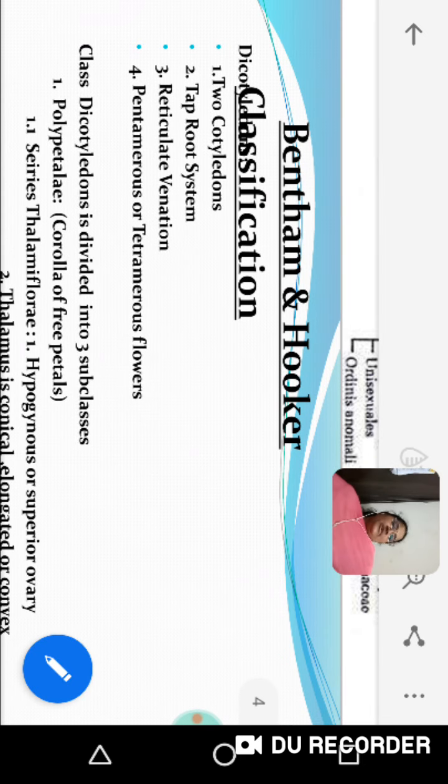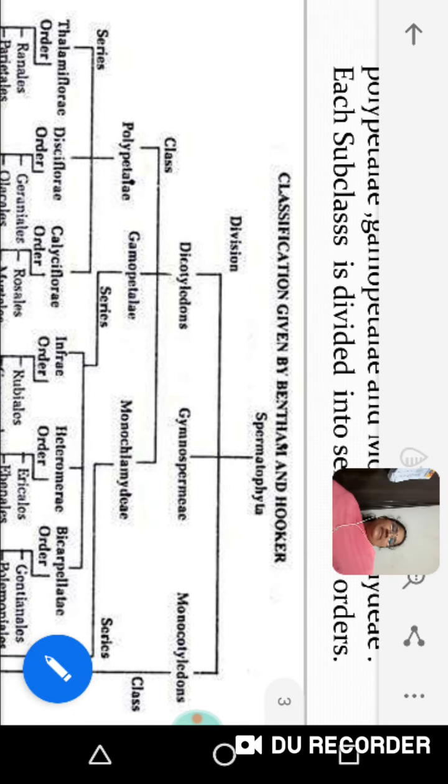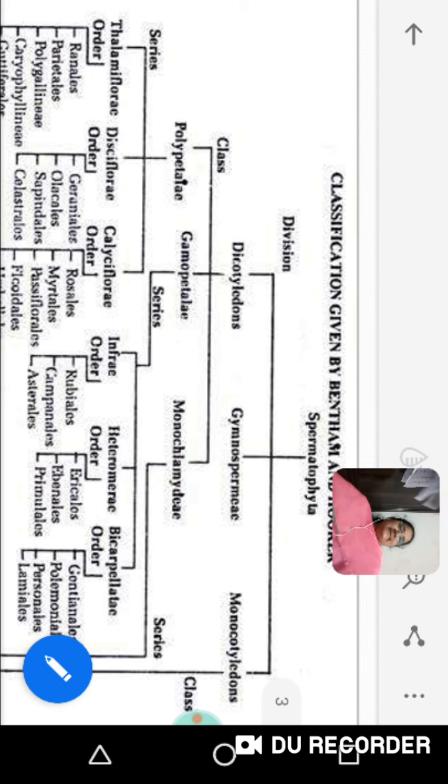So coming into the Bentham and Hooker system of classification, first of all, Spermatophyta is like a division. That division is classified into 3 classes. Spermatophyta means, phyta means plants and sperma means seeds, so you can assume these are flower producing plants, flowering plants consisting of seeds, and all of them are divided into 3 classes.